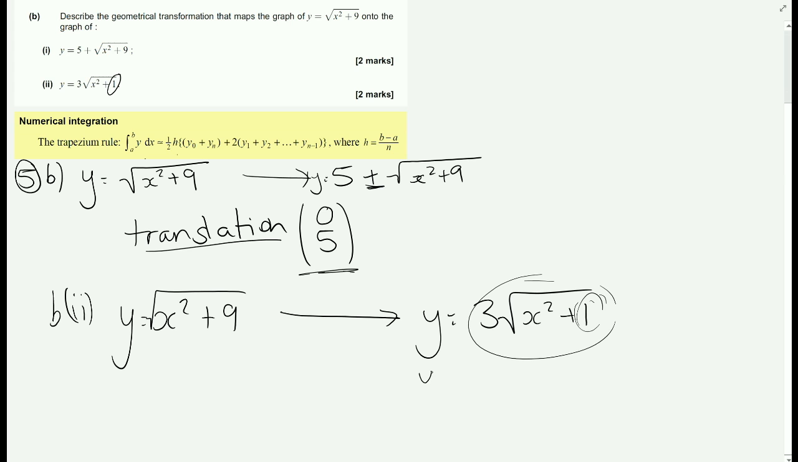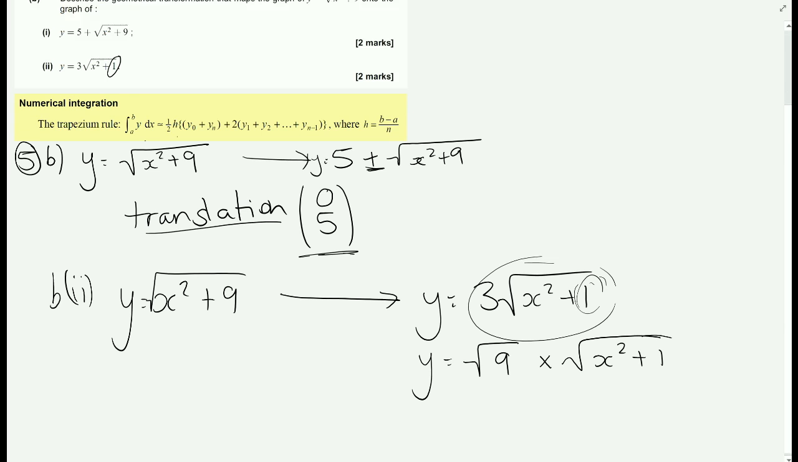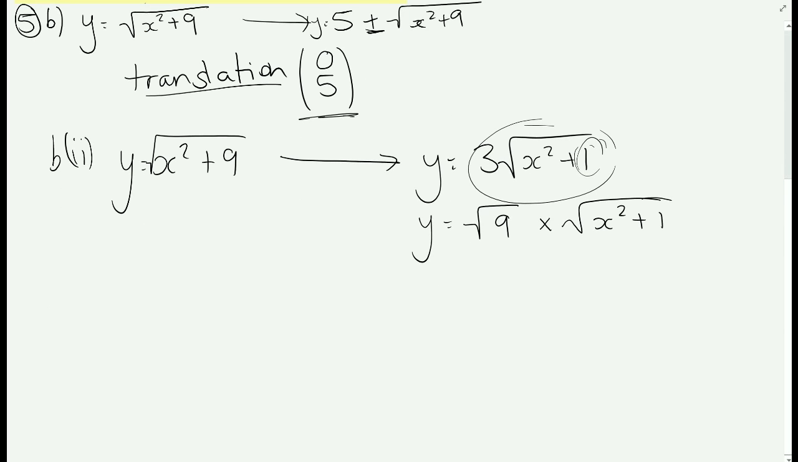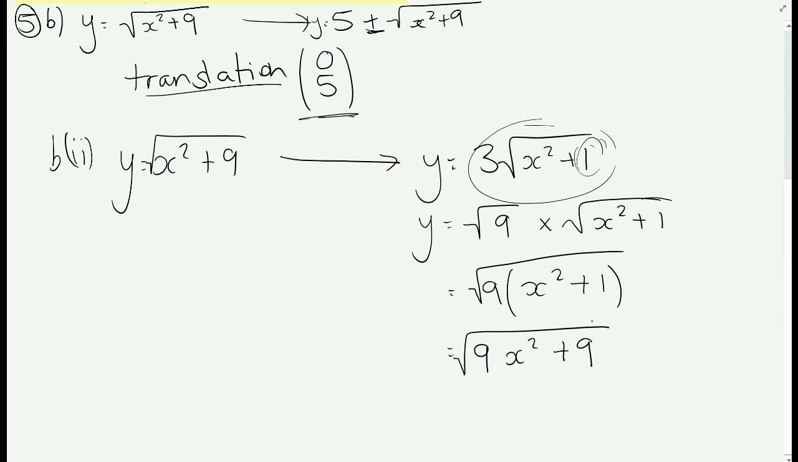Okay, and the way we're going to do that is think about this as surds. So write 3 as root 9. Okay, so it's root 9 times by the root of x squared plus 1. Now we know with surds that we can just multiply them together and make a single surd. So this is the same as 9 lots of x squared plus 1, all inside the square root. So it's 9 lots of x squared plus 9, all inside the square root.